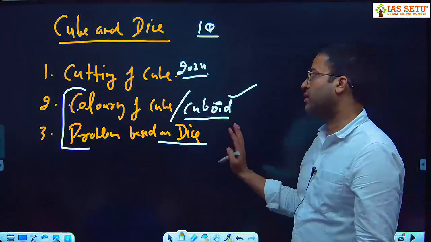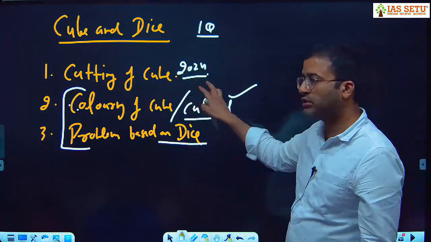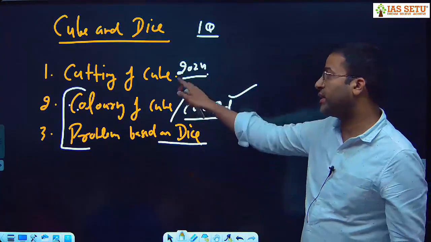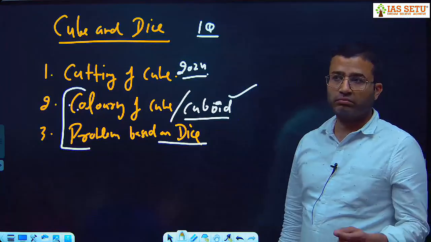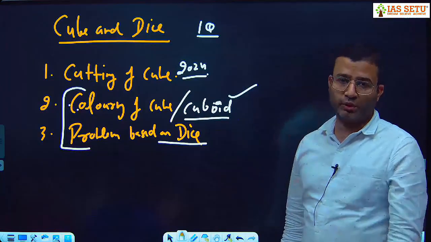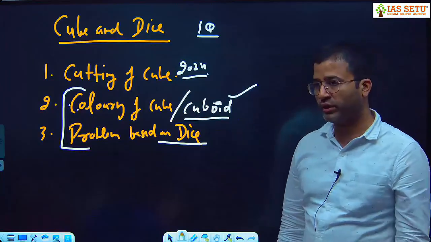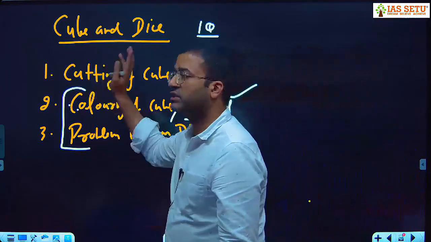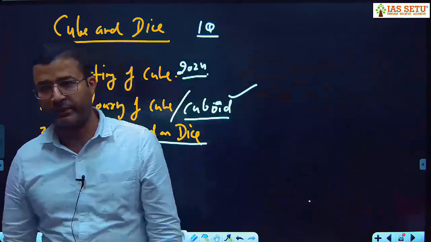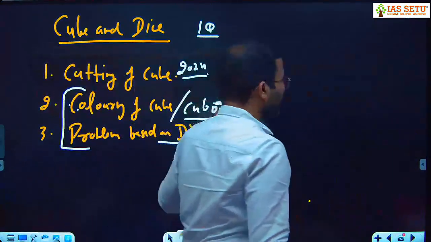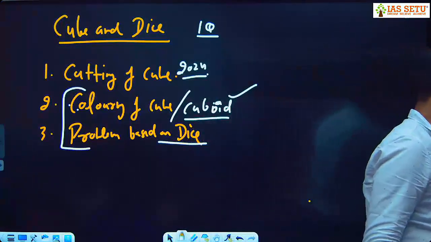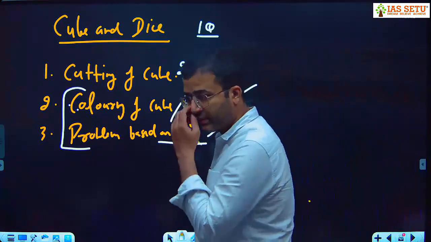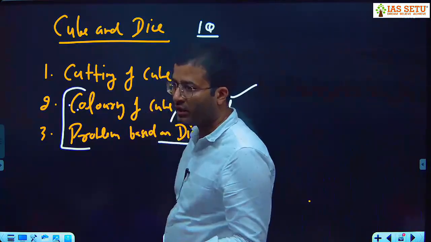But still, if they have asked a question in 2024 from cutting of cube, I can't say that it is the most important. Still, it is the least important. I will cover it, I will teach, but out of these three, this is still the least important topic. These two topics are important out of these three. So what I will do, I start with problem based on dice. It will take nearly 1.5 lectures.